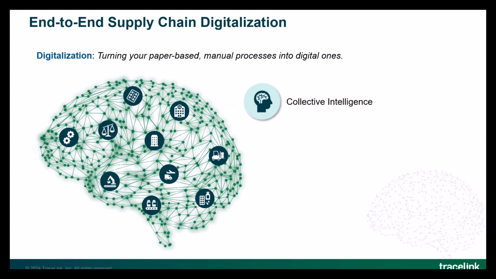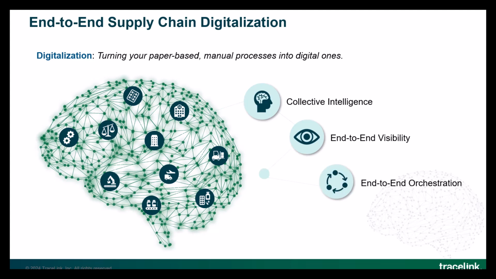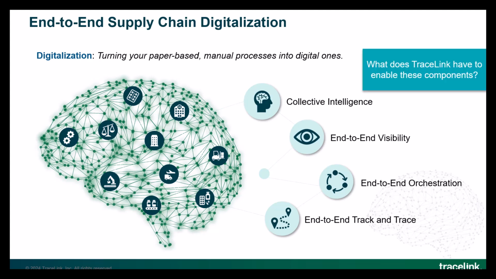Collective intelligence. Leverage real-time collective industry intelligence for better business decisions by proactively identifying and mitigating risks. End-to-end visibility. With end-to-end supply chain digitalization, you can improve visibility across the supply chain. End-to-end orchestration connects your end-to-end network, giving you critical data, collaboration, and intelligence you need to manage and optimize your supply chain process. The digital transformation enhances your ability to ensure regulatory compliance and maintain the integrity of your supply chain data. But what does TraceLink have to enable these components?